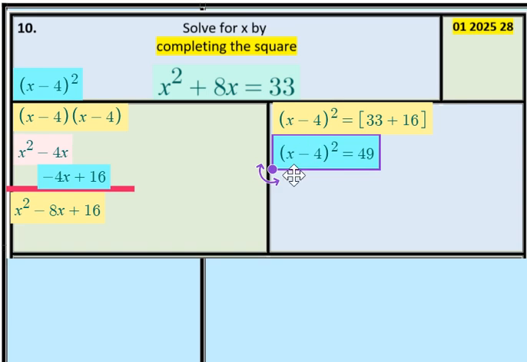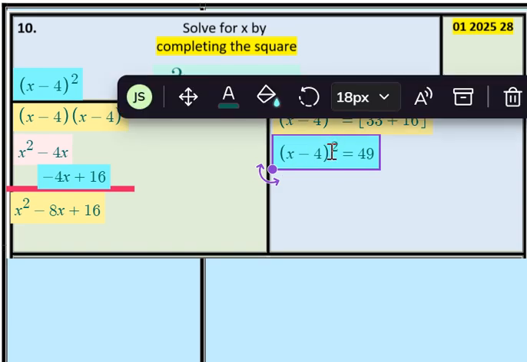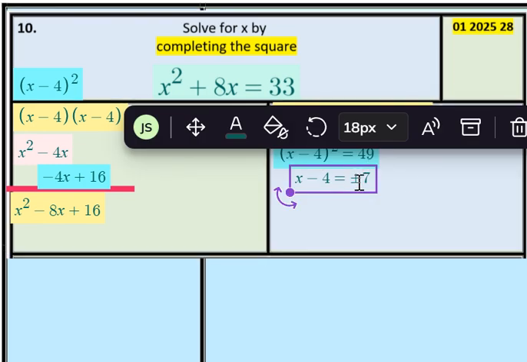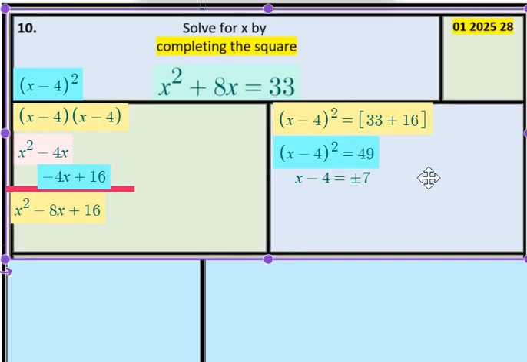So now, to get x alone, we want to take the square root of both sides. So the square root of the left, we just have x minus 4. The square root of the right, the square root of 49 is 7. But notice what I did. I have a plus or minus 7 because there's always 2 possible answers.